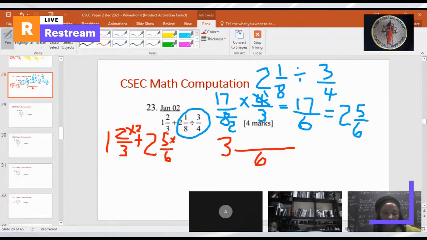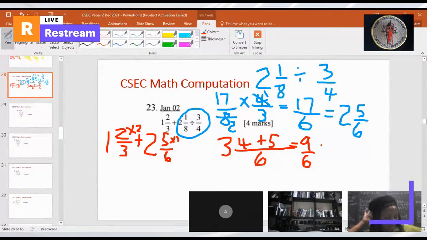times 1 is 2, 2 times 2 is 4, miss. And then you said 5 times 1 is 5, miss. So 4 plus 5, miss, that's 9.